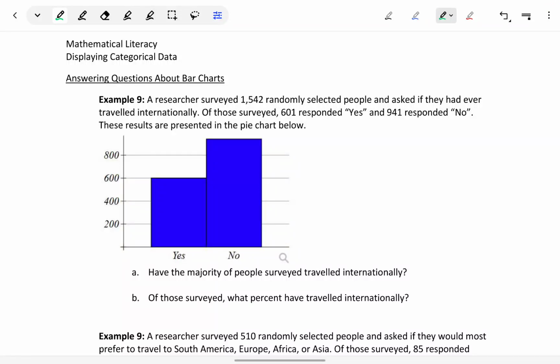In examples 9 and 10, let's see, that should be example 10, not example 9.